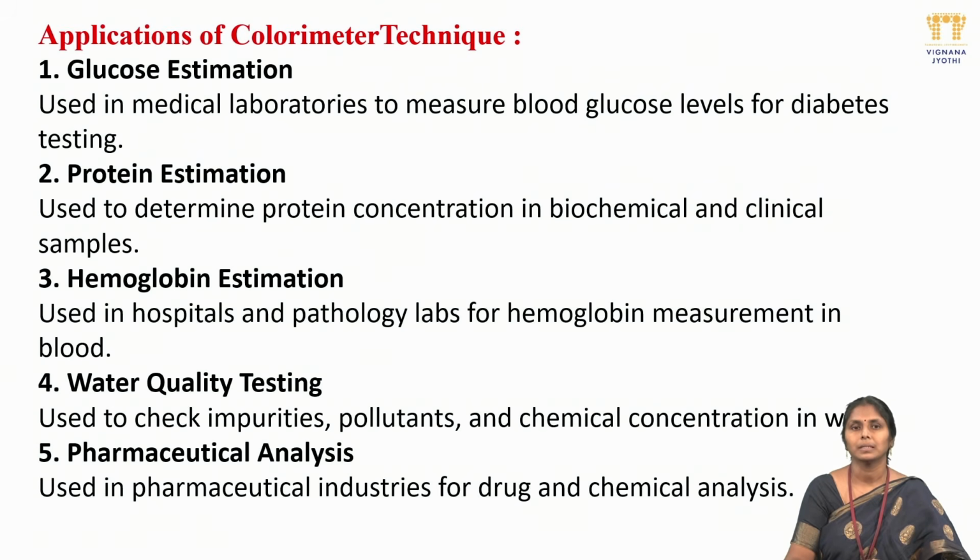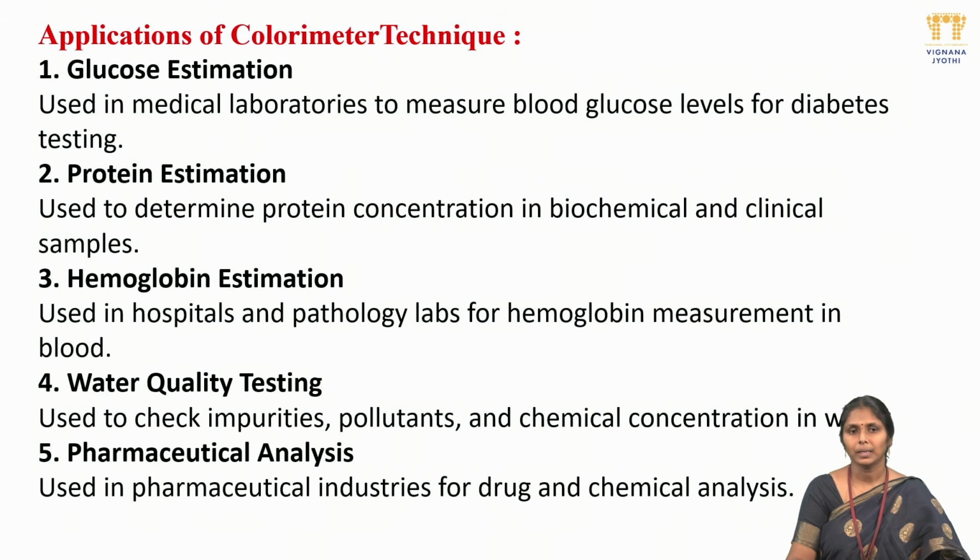Coming to the applications of the colorimetric technique, it is used in so many industries, mainly for bioclinical estimation. We have to use this colorimeter. For bioclinical estimation, it is mainly used for blood glucose levels for diabetic testing, protein estimation, how much protein concentration is in biochemical and clinical samples, and how much hemoglobin is present in blood samples. Mainly it is used in hospitals and pathological labs.